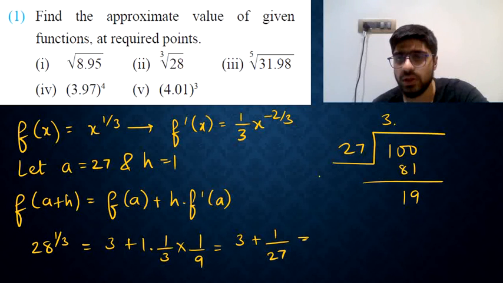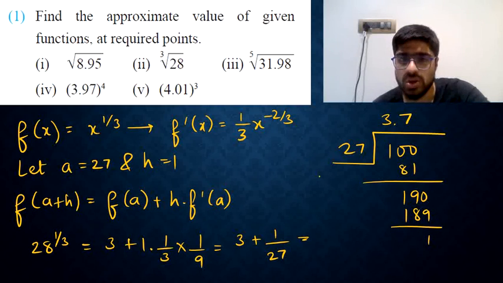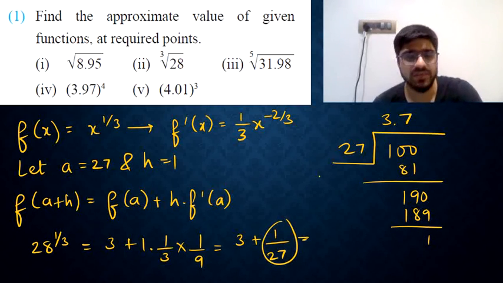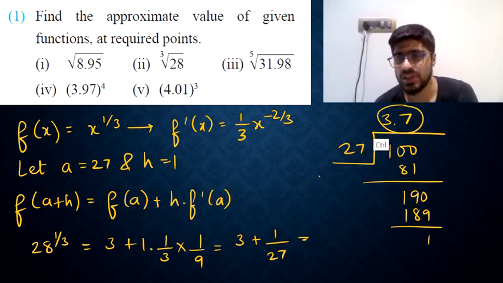Then you have a point. 190. 27 into 5, that will be 135. Into 6, that will be 162. And into 7, that will be 189. Almost 190. So 3.7, and subtracting 189 out of it, we are left with 1. So 100 upon 27 is approximately 3.7.